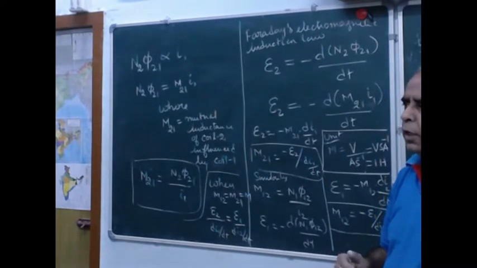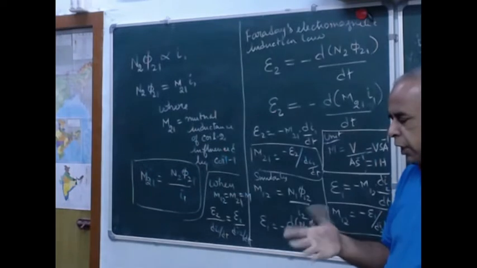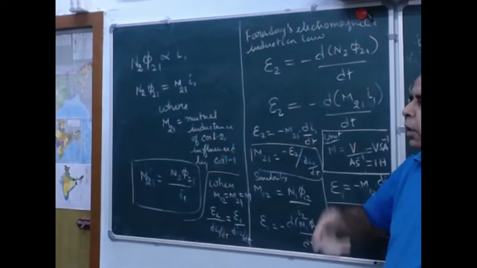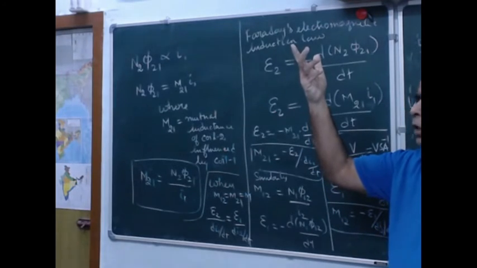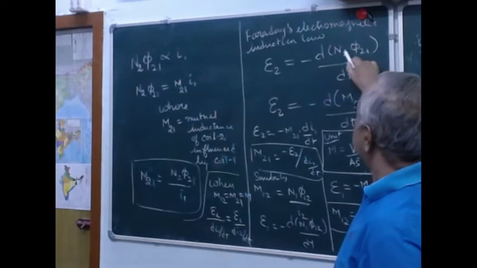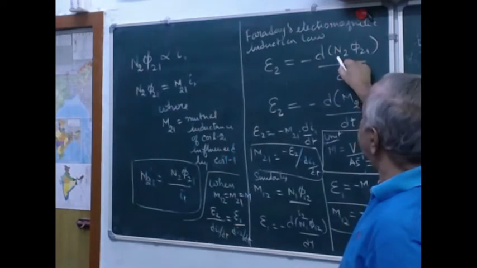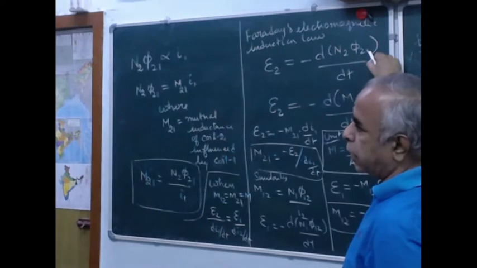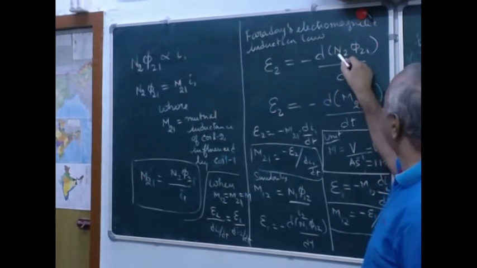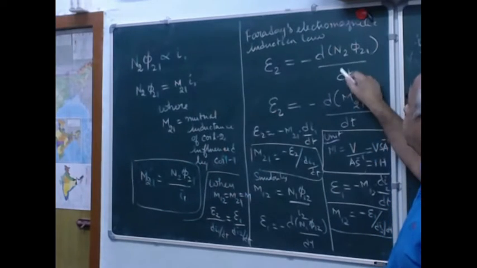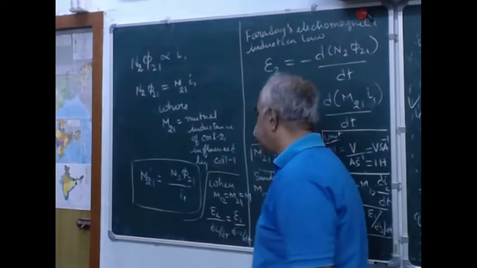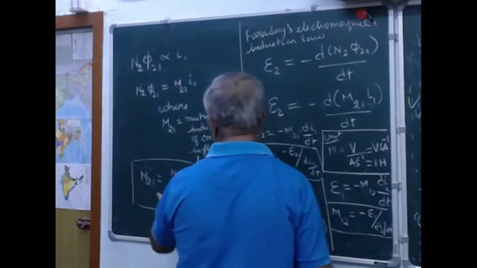That is very important, and that is why when you rotate the motor more frequently or with a high speed, you are able to get better EMF also. Okay, so EMF is based on the number of turns of coil, and not only that, the rate of change of magnetic flux. And now we have got N2 phi 21 divided by dt. We know already N2 phi 21 here, so that can be replaced here, which is nothing but M21 into I1.